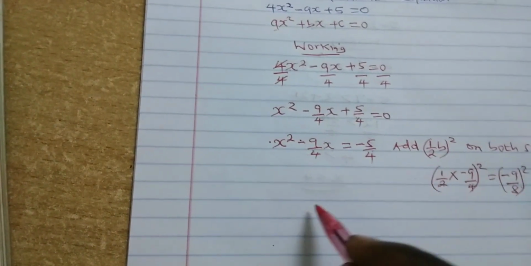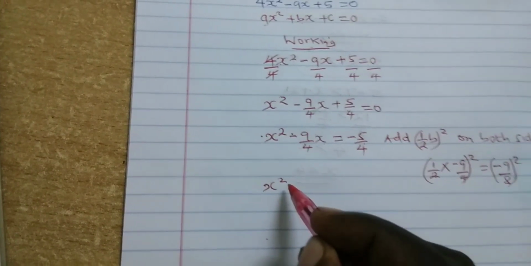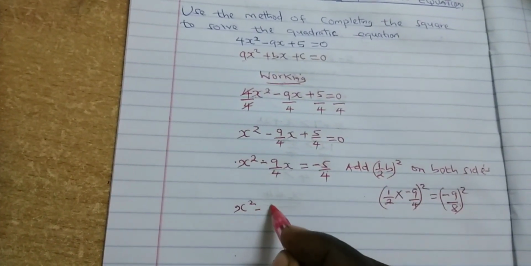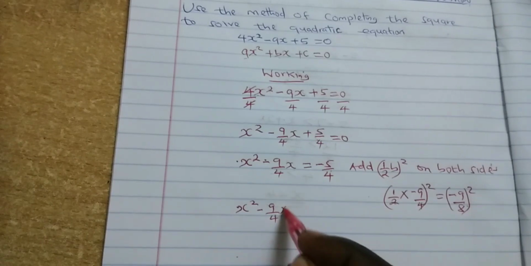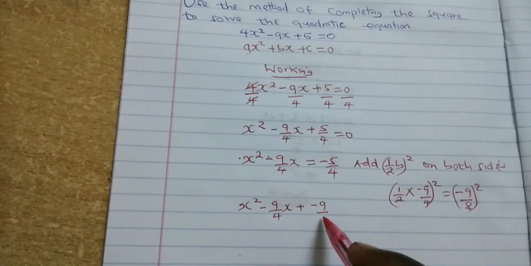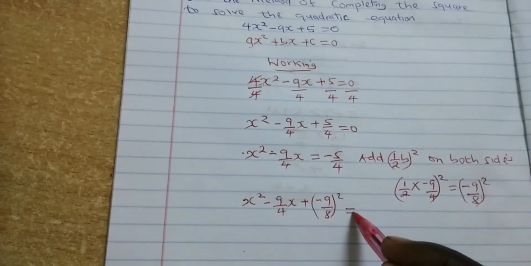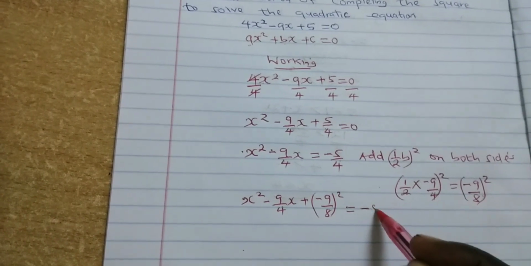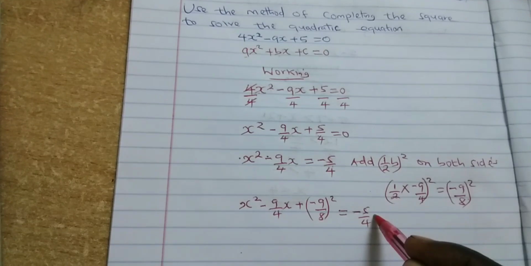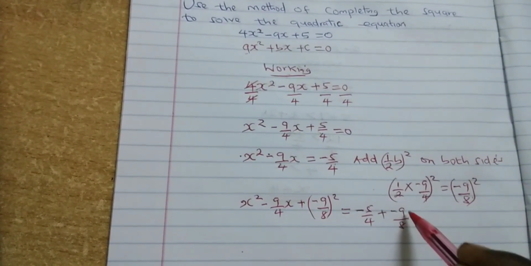So going down, we are going to take our x squared minus 9 over 4x, then plus negative 9 over 8 squared, and this one is going to give us negative 5 over 4. Then of course we add half b squared, which is negative 9 over 8 squared.